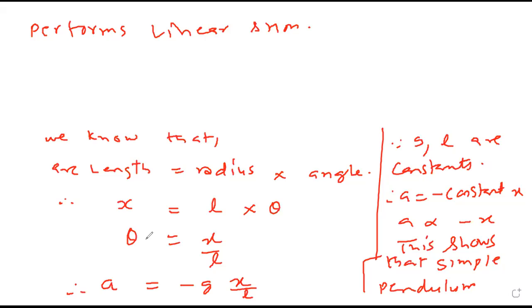Yes, done now? Yes, sir. Okay. So this shows that simple pendulum performs linear oscillation because A we are getting proportional to minus x. Now the time period of simple pendulum.